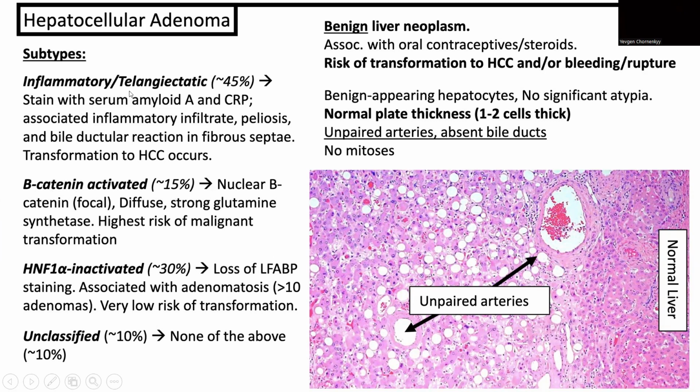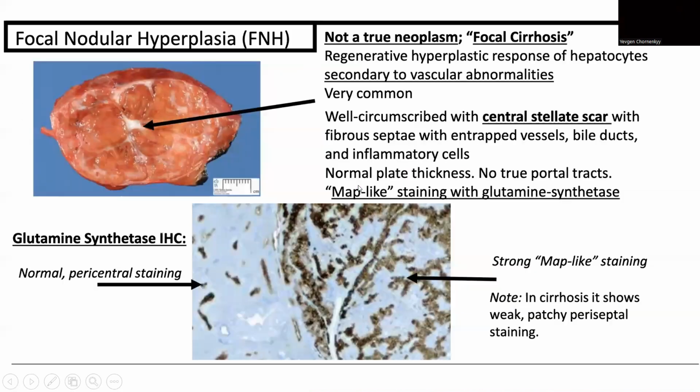Here we do serum amyloid A, and for us, CRP is a send out. So if this is positive, it's more likely to be inflammatory. But there's a caveat here. I think 10% of inflammatory can be beta-catenin activated. We had a consult that was both, but it's very, very rare. And then HNF1 inactivated, it's loss of LFABP. So yeah, I think that's it.